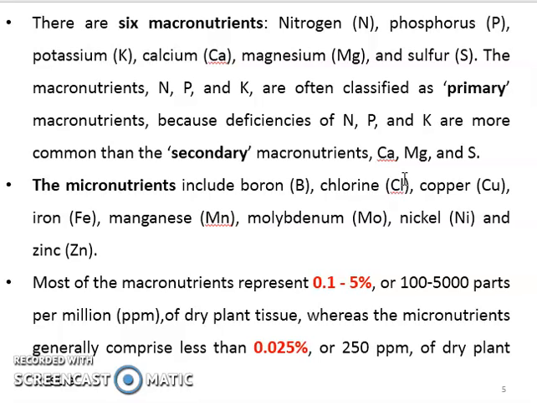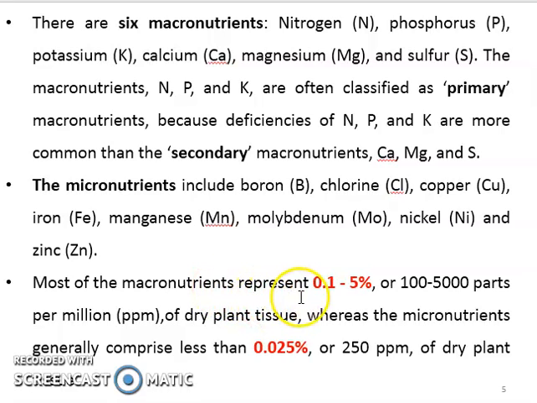The micronutrients, as I told you, are boron, chloride, copper, until zinc. Usually, plants do not suffer from chloride deficiency because it is found in high concentration around the universe. So you can find chloride everywhere, so the plant does not suffer from its deficiency.